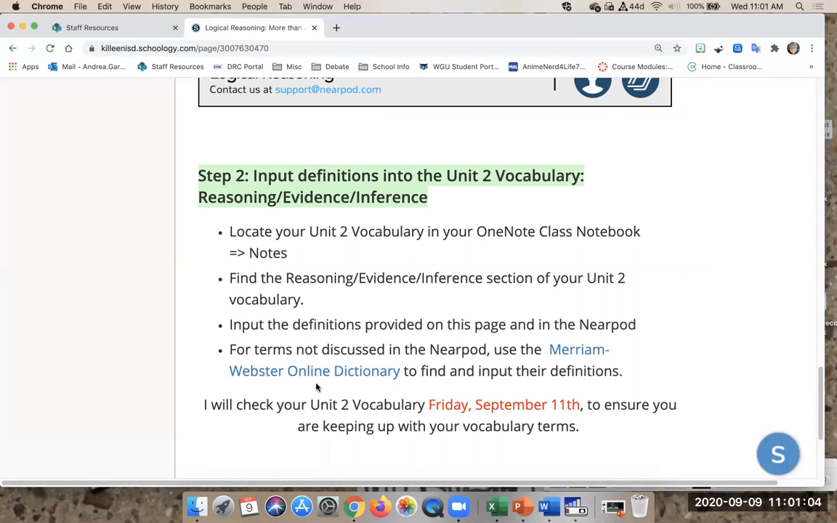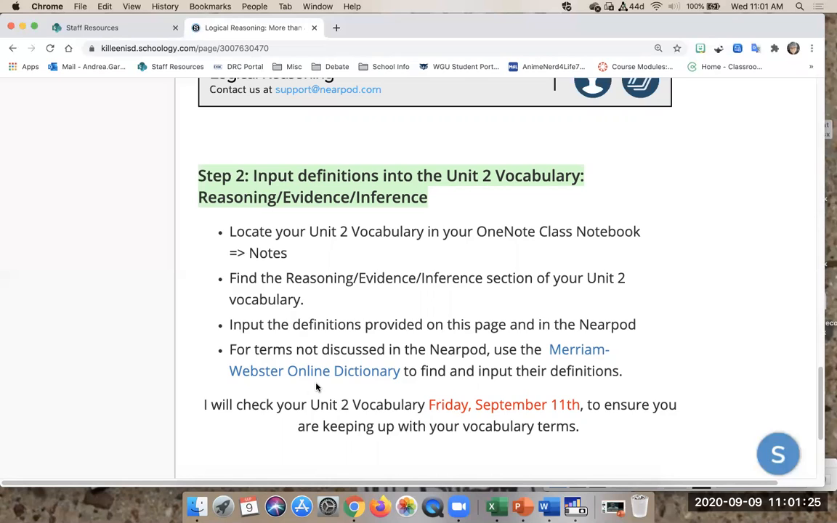So if there's words that I have not defined for you, you need to use the Merriam-Webster online dictionary. I do want you to use this particular dictionary to find the definitions, because you can type a word into Google and dictionary.com might come up, or a different thing might come up. I want you to use Merriam-Webster. All right, are there any questions?